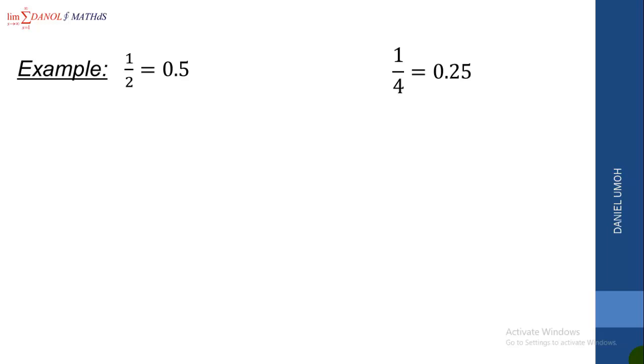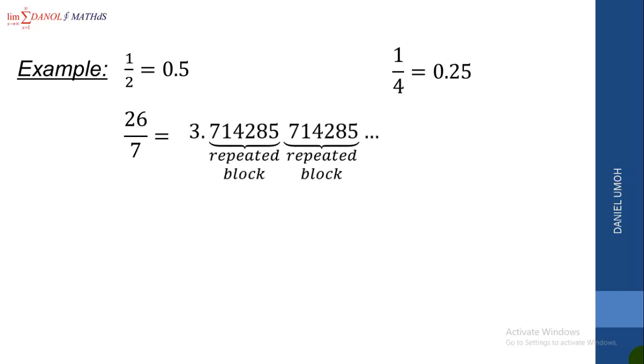So it terminates if you use your calculator to check that. Now, 26 over 7. Let's check it out. 26 over 7 does not terminate. With your calculator, you are going to see that 26 over 7 is 3.714285, 714285. That's how it continues: 714285, 714285, and so on. You can see that it has a repeated block.